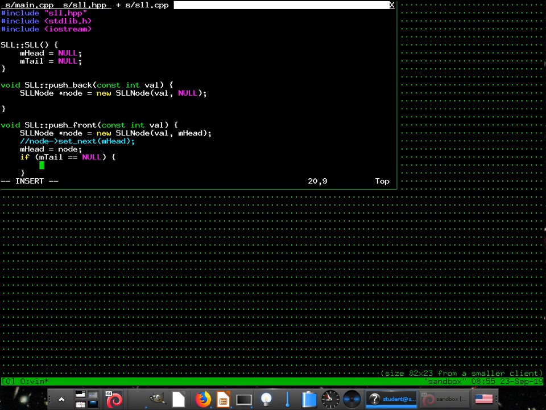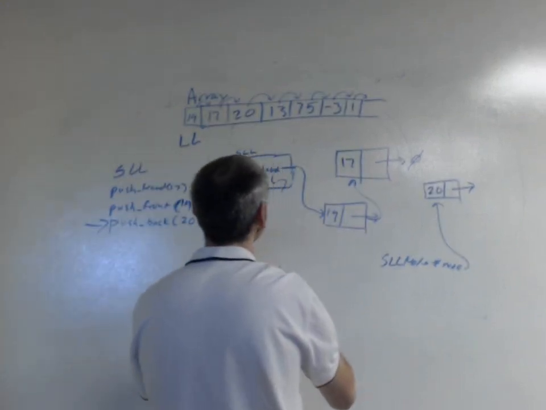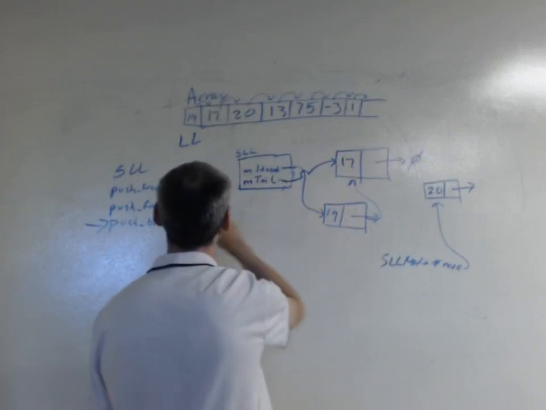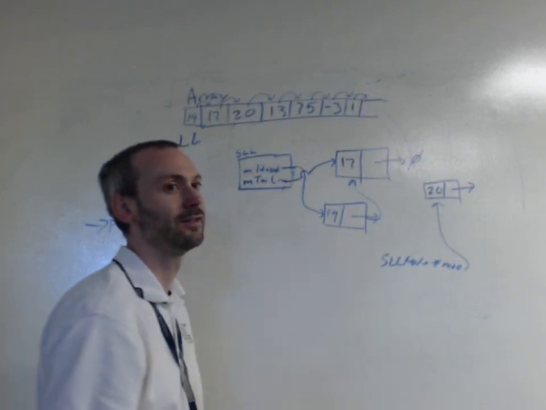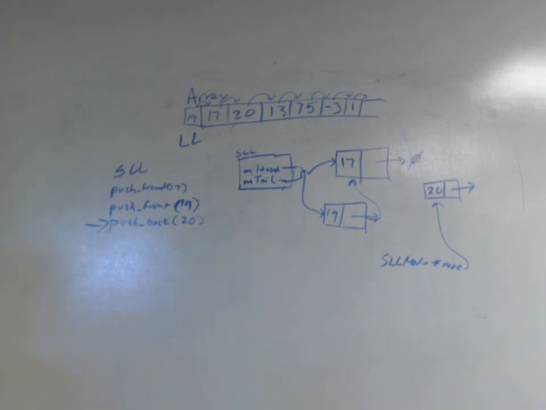If mtail is null, that means that you're pushing the first element to this linked list, right? So you want to update mtail at this point. So then mtail equals the node, right? So in this case, what would happen is when you push the 17, which was the first one, it would go right here. And then when you push the 19, it would find out, no, mtail's pointing to something, I'm not going to update mtail. So then it would leave mtail alone. Great. Everyone following? Tracking? Excellent.